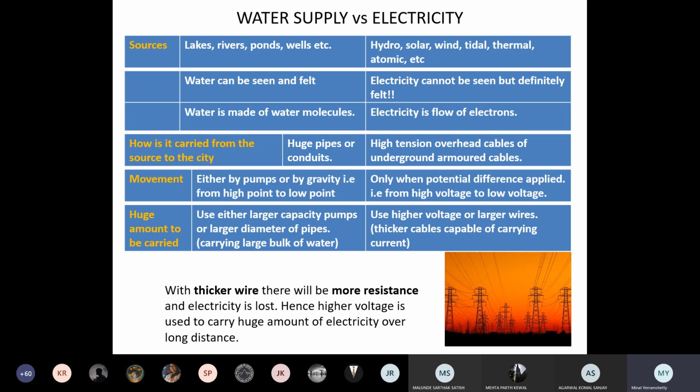And unlike water supply and drainage, where I have to think about leakages and how I take my pipes, I don't have to bother. So that's one good thing about electricity. Then we studied how it is carried from source to the city. All these points we differentiated between water supply and electricity. The water is carried in pipes. Here it is carried via underground or overhead cables.